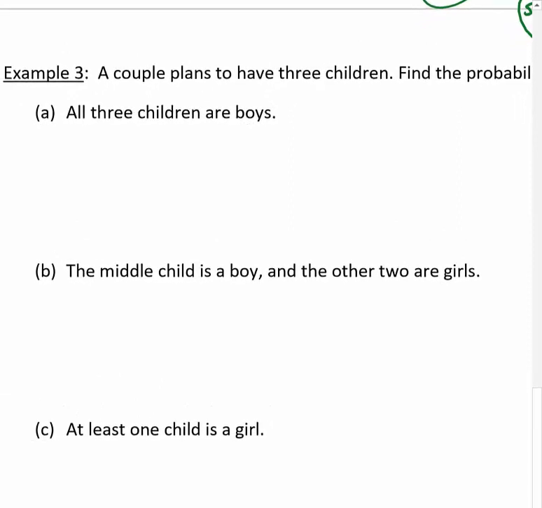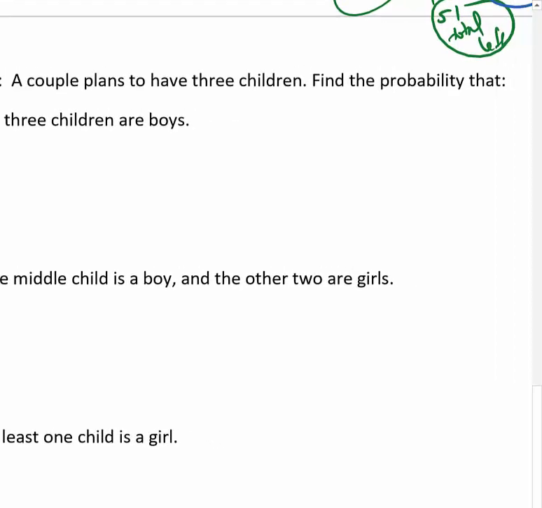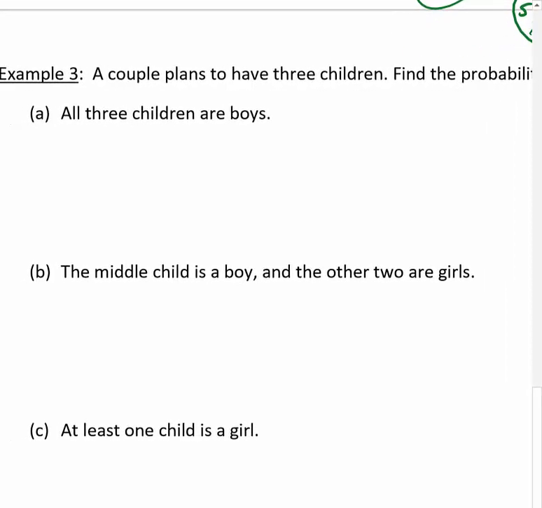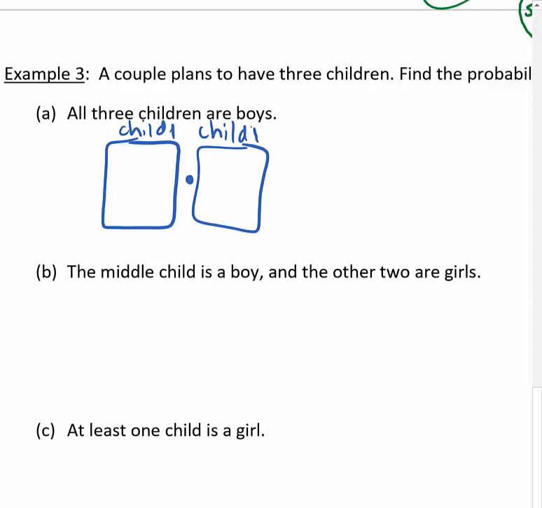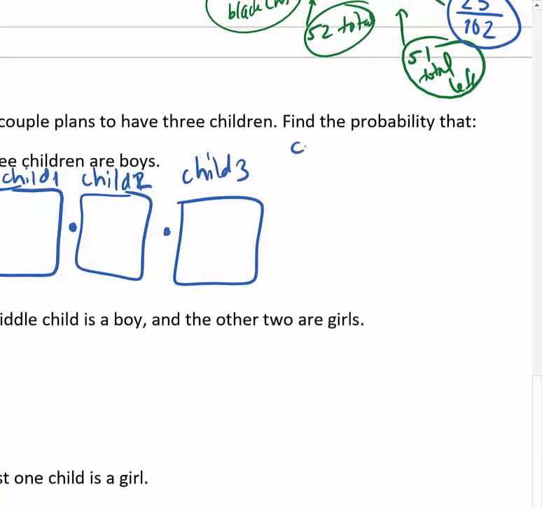All right, now let's try example 3. A couple plans to have 3 children. Find the probability that all 3 children are boys. So this is probably easier, especially if you're not familiar with playing cards. I'm going to have a little spot for each child and their probability. Here's child 1, here's child 2, times child 3. And we're going to multiply the probabilities.